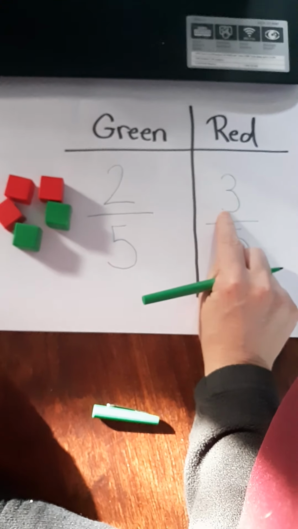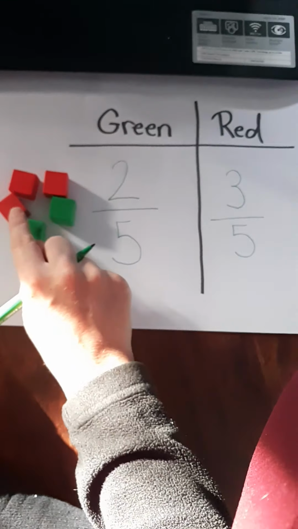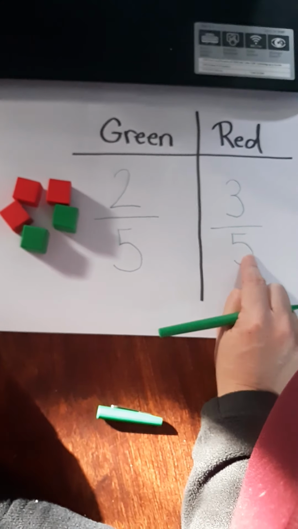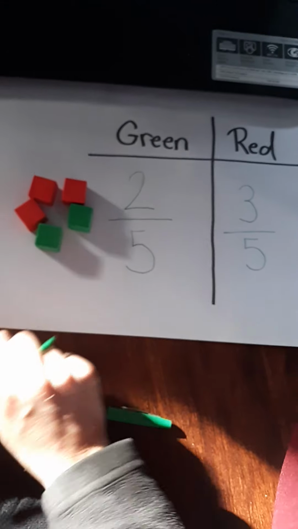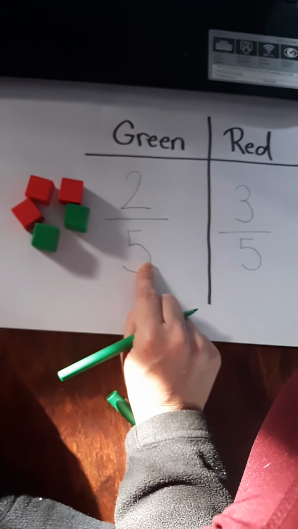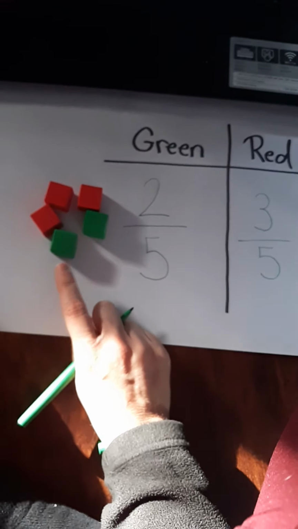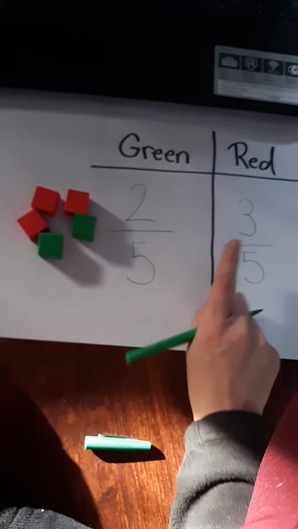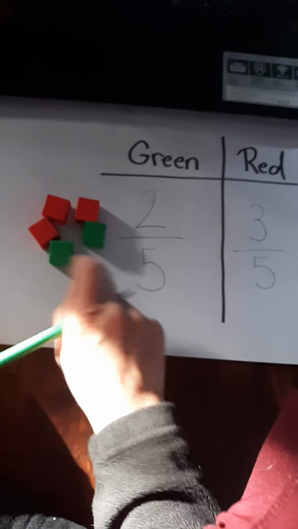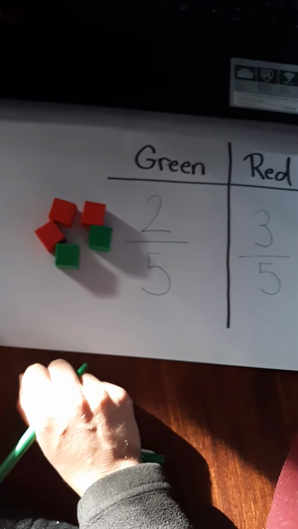So your top number is the number you're counting, your part, 1, 2, 3, and your bottom number is how many you have altogether. So 2/5 of these cubes are green. Okay, so 2 out of 5 of them are green. And 3/5, 3 out of the 5 are red.